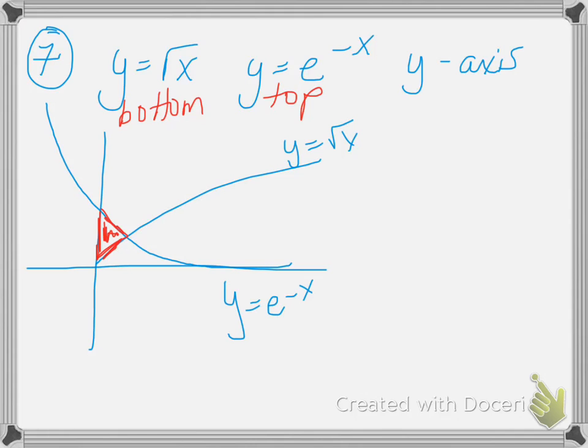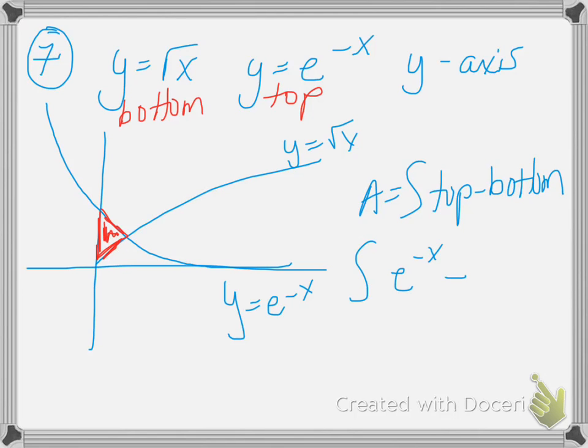So the first question is to find the area. So the area is just going to be the integral of the top minus the bottom dx. Okay, so we already know that the top is e to the negative x minus the bottom. The bottom is radical x. And now you just need to figure out what the interval is. Okay, so the first part's easy, that it's at 0 it meets.